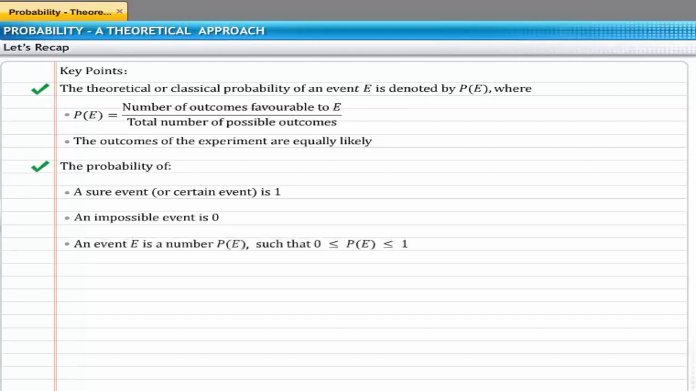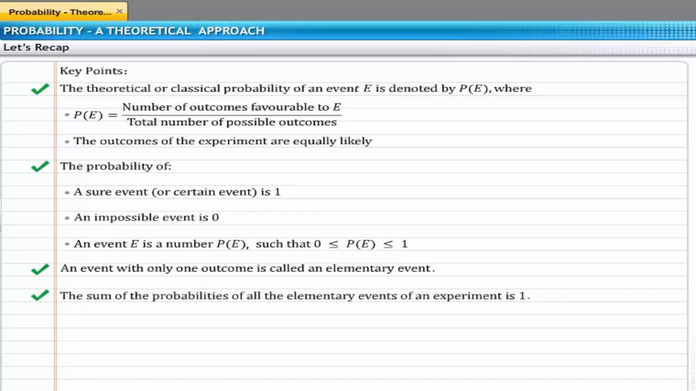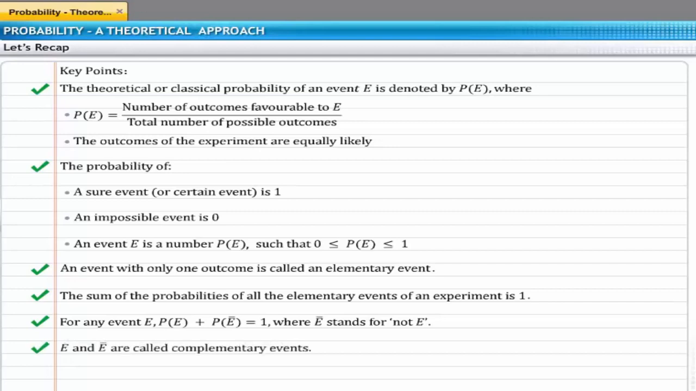The probability of an event E is a number P of E such that 0 is less than or equal to P of E, which is less than or equal to 1. An event with only one outcome is called an elementary event. The sum of the probabilities of the elementary events of an experiment is 1. For any event E, P of E plus P of E bar is equal to 1, where E bar stands for not E. E and E bar are called complementary events.